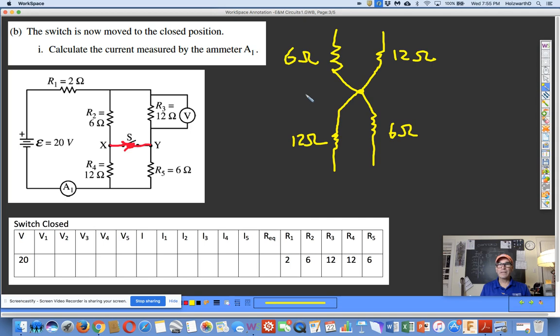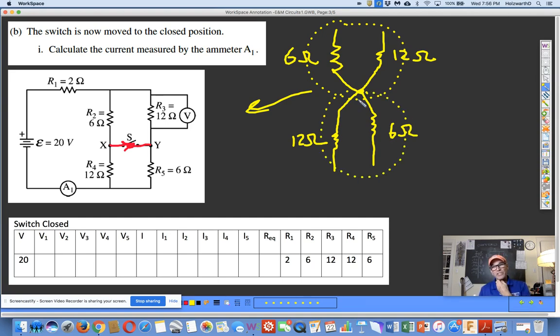That's the same diagram, folks. It might as well be the same diagram. So look what we did. We created a parallel branch, one parallel branch with 2 resistors in series. We created 2 parallel branches. There's one now, and there's another one. Isn't that cool? All right, so that's essentially what closing the switch does.